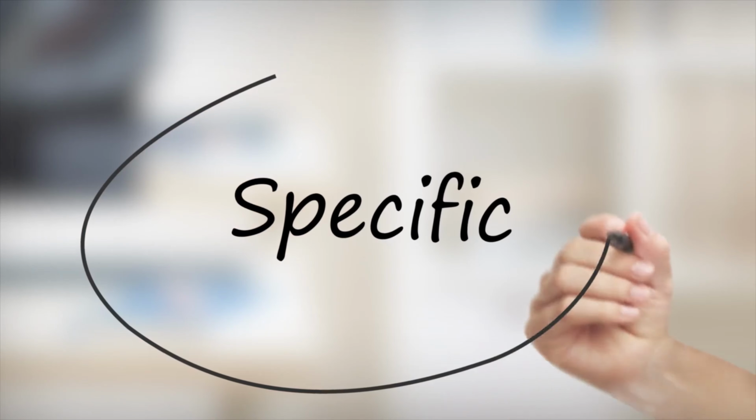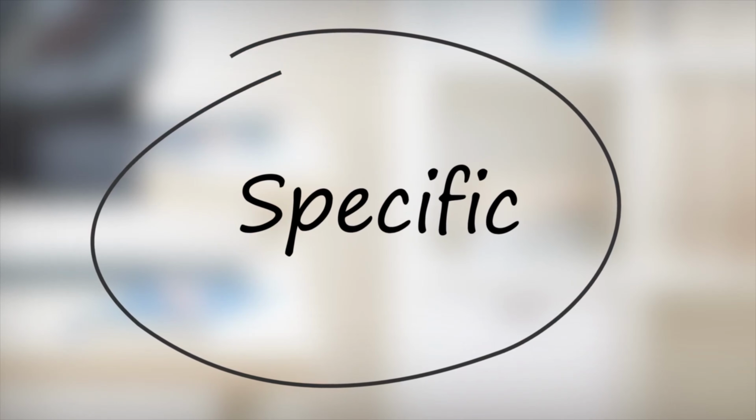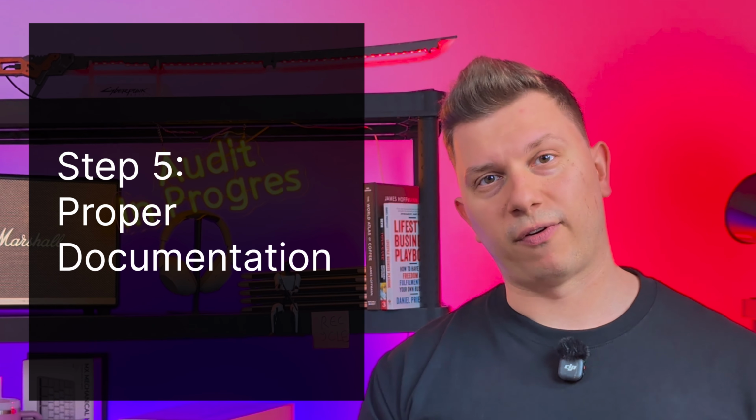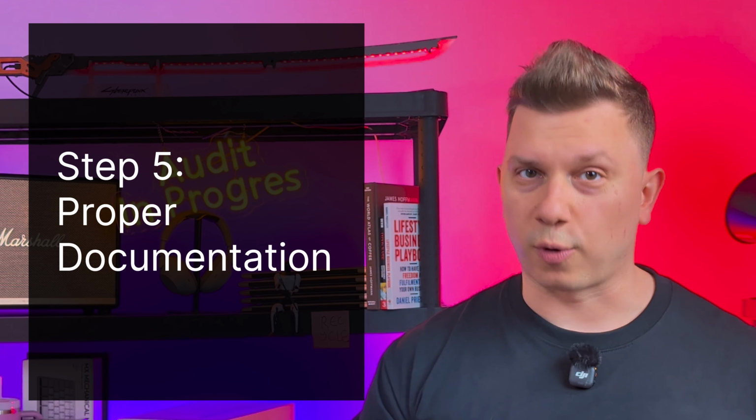Being too vague, saying your scope is "our IT systems," is not a scope statement. It needs to name specific services, locations, and the organizational units involved. Vague scopes create confusion during the audit and give the auditor room to interpret things in a way you don't want. And step number 5, document your scope properly.